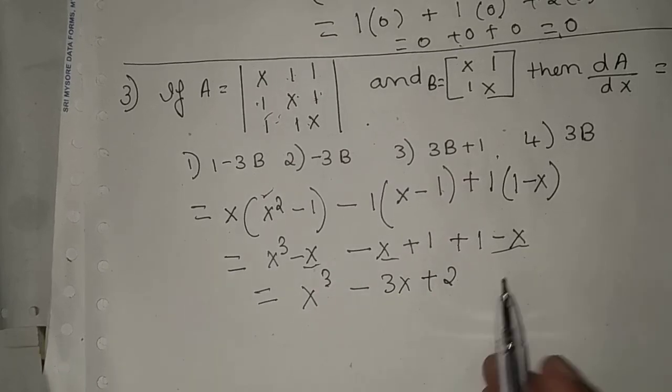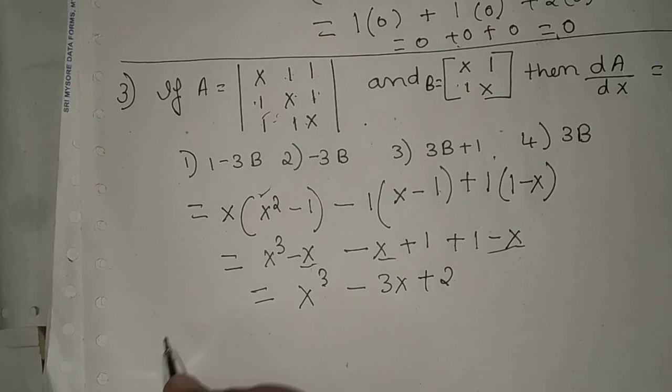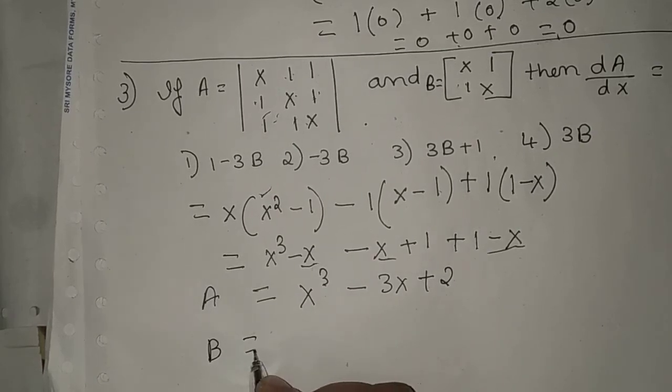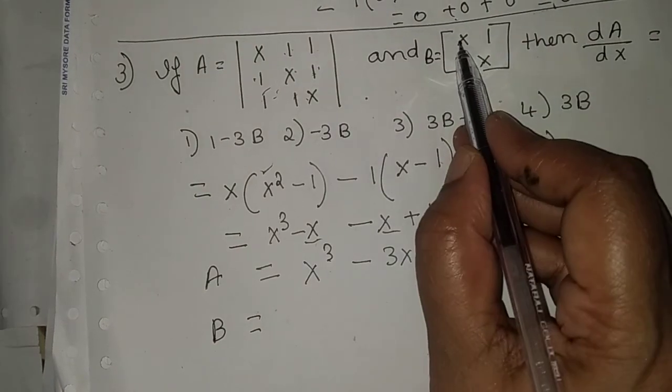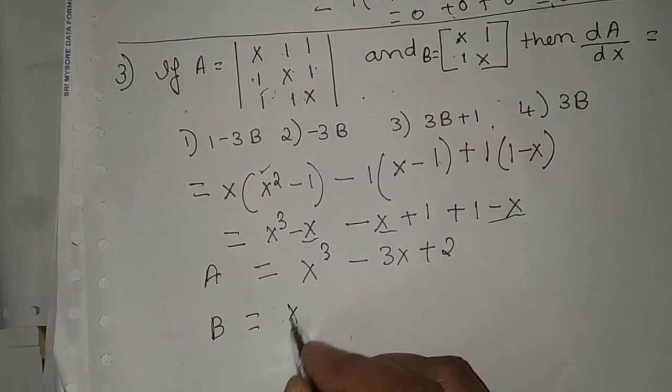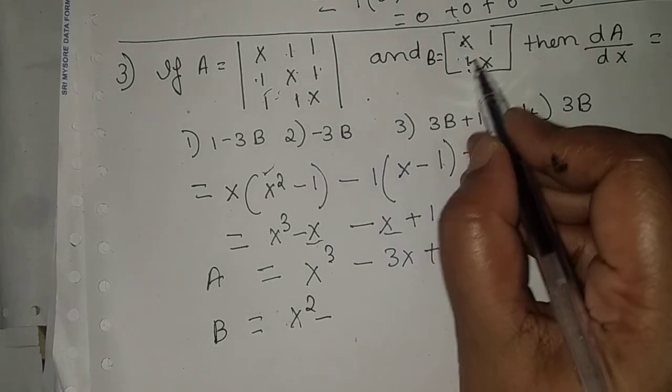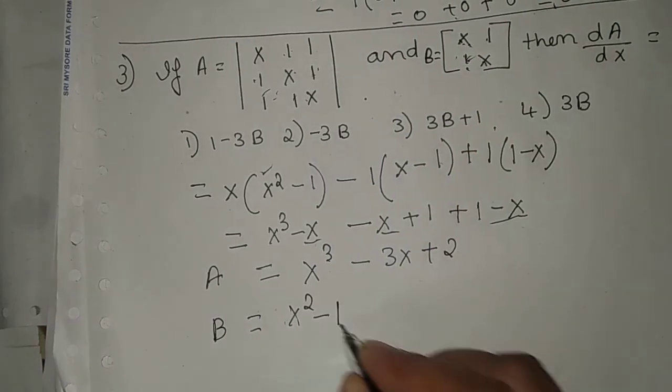So next we have this one, B. This is for A. Then we will take B. B is equal to, that is x square minus x into x square minus 1 into 1 square, that is 1.